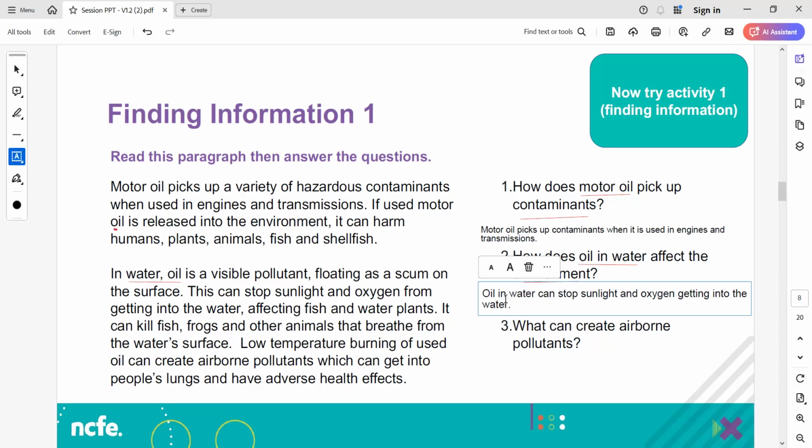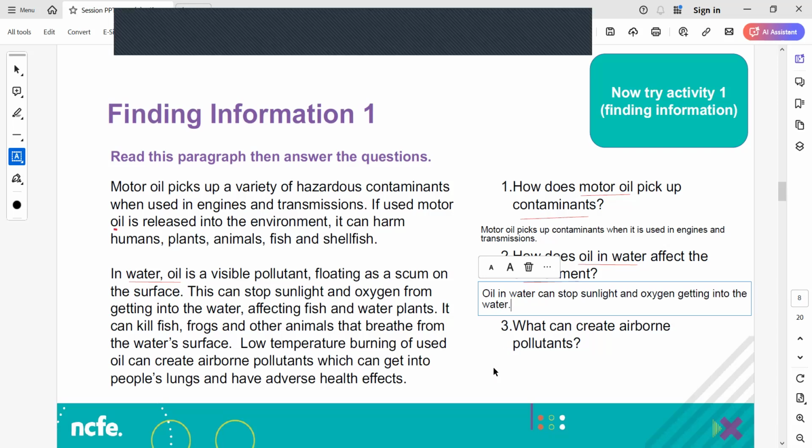We'll have more practice as we go through the sessions, and also when we do a paper solving session together once we've gone through all the course content. So that will be what we'll cover, judging how much you need to write in each answer. So question 3, what can create airborne pollutants?